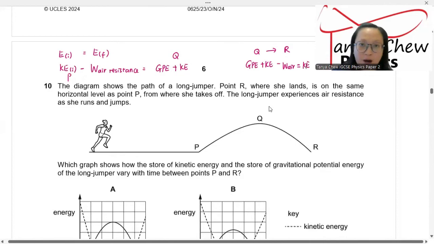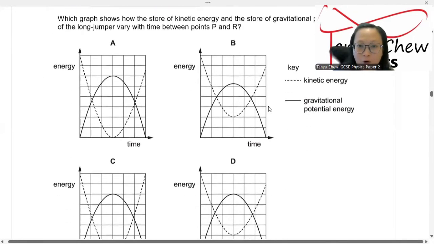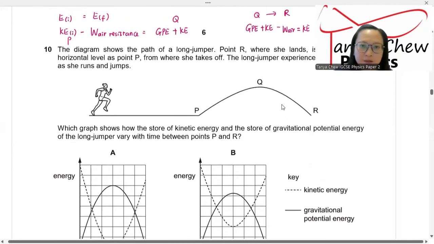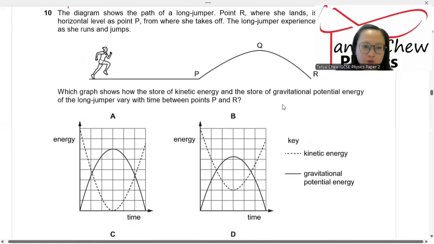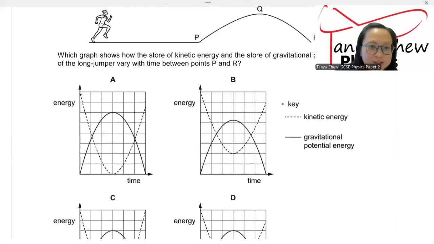So let us look at the graph. Do you know how to read the graph of the kinetic energy and the graph of the gravitational potential energy, right? So they have already mentioned the dotted line represents the kinetic energy and the straight line represents the gravitational potential energy. Now, let us begin with the kinetic energy first. So she has kinetic energy initially, which is maximum. It is true for all A, B, C, D. You can see that they start from a certain value right here.